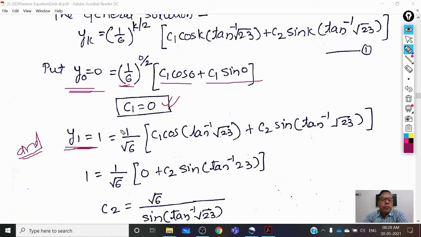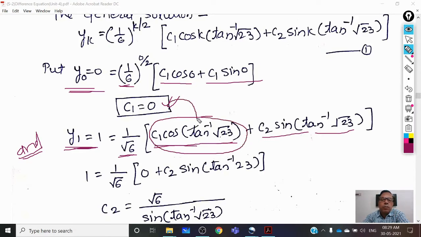So y1 = 1 means 1/√6 [c1 cos(tan⁻¹√23) + c2 sin(tan⁻¹√23)]. But we have already calculated c1 = 0, so by using this value, this term will be 0. And finally, we have 1 = 1/√6 [0 + c2 sin(tan⁻¹√23)].